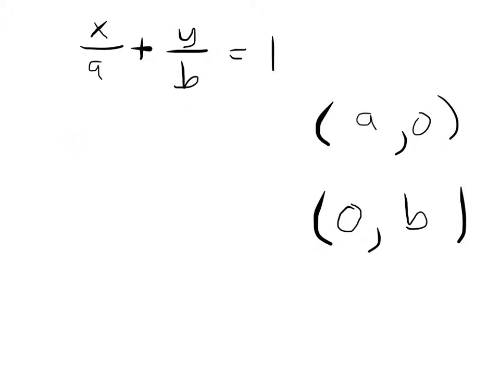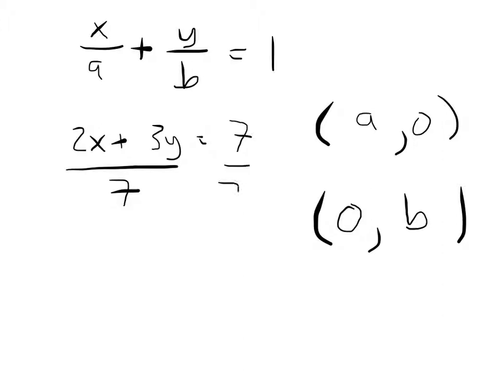Suppose we had 2x plus 3y equals 7. Well, the key to putting it into the intercept form is I've got to get that constant equal to 1. And the way I'm going to do that is simply divide both sides by 7. So then I would have 2/7 x plus 3/7 y equals 1.